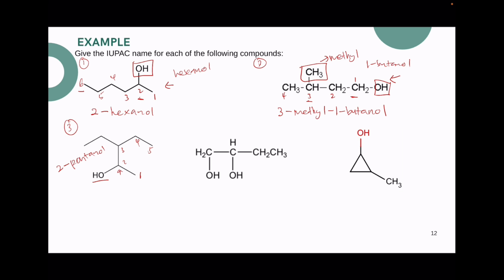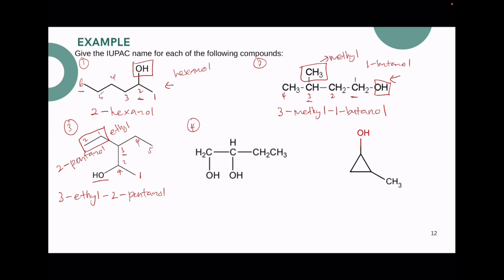So the parent name for this compound is 2-pentanol because it has 5 carbons. The substituent attached to this parent chain has 1 and 2 carbons, which indicates an ethyl group. So the ethyl group is attached at carbon number 3, so the complete name for this compound is 3-ethyl-2-pentanol. All right.